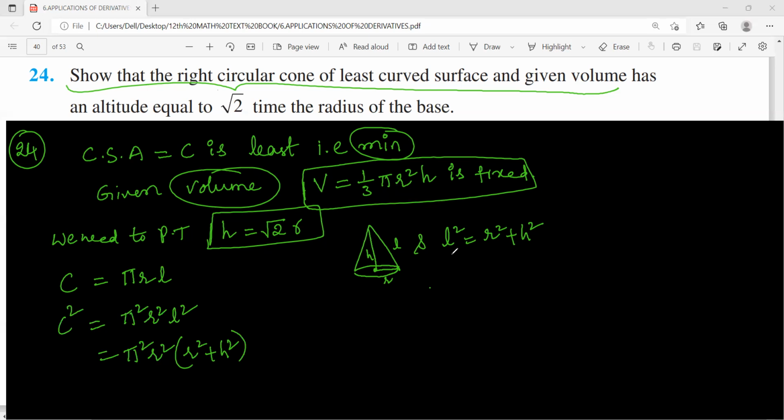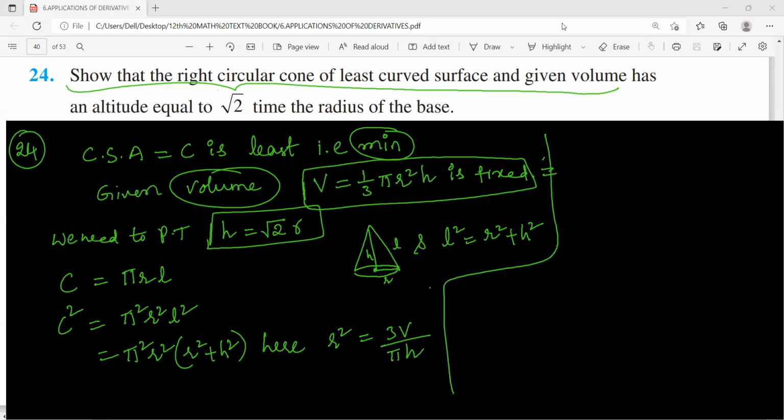That's the reason I removed l first. Then you can remove either r or h. Here r square is in two places and h square in one place, so whichever you want you can remove. I'm removing r square, so r square equals 3V by pi h. This is what we wanted.